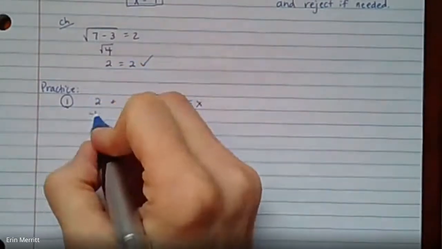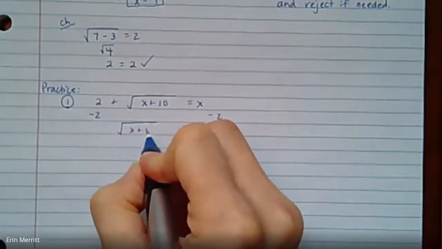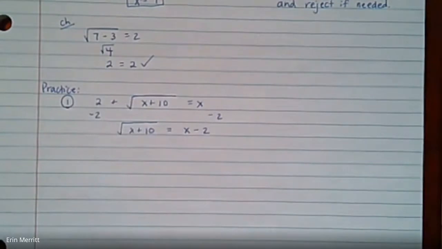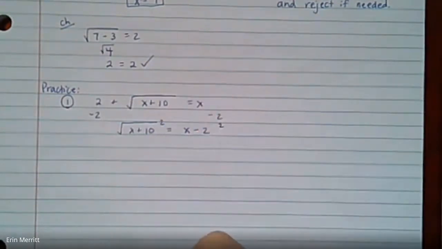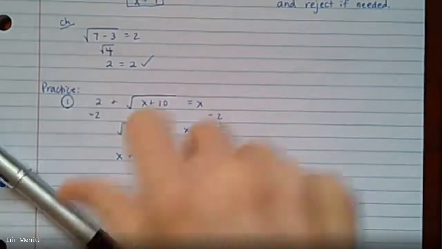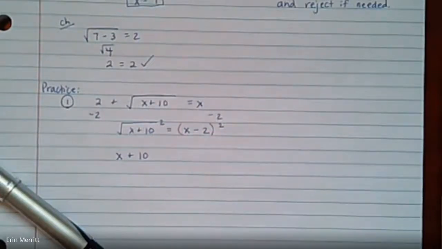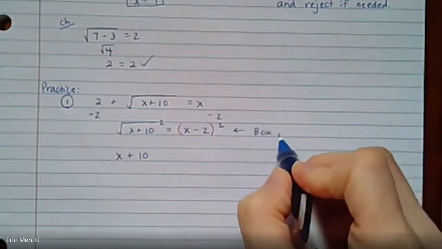First thing, get that radical alone. So in this case, we can move the 2 to the other side by subtracting it over. All right, there's step 1. Step 2, square both sides. So to square the left side, square the right side. On the left, that just becomes x plus 10. On the right, this entire entity needs to be squared. So we're going to do a little FOIL or box multiplication, whichever you prefer.